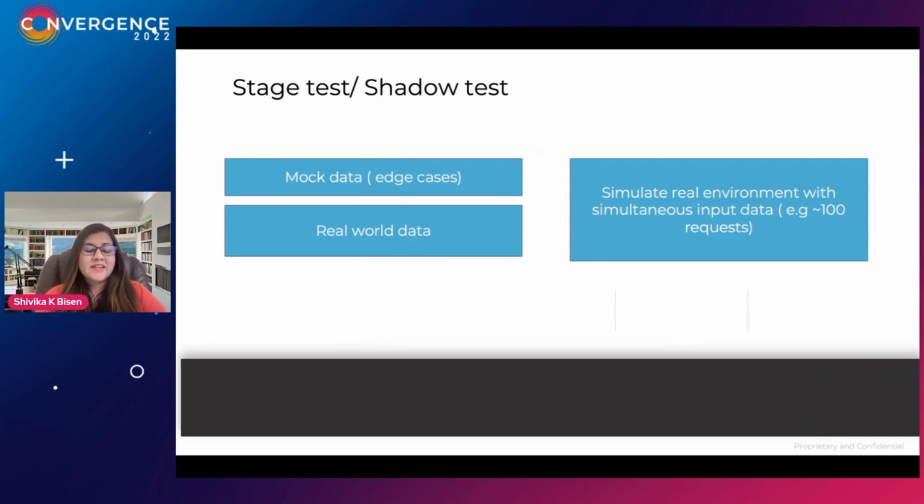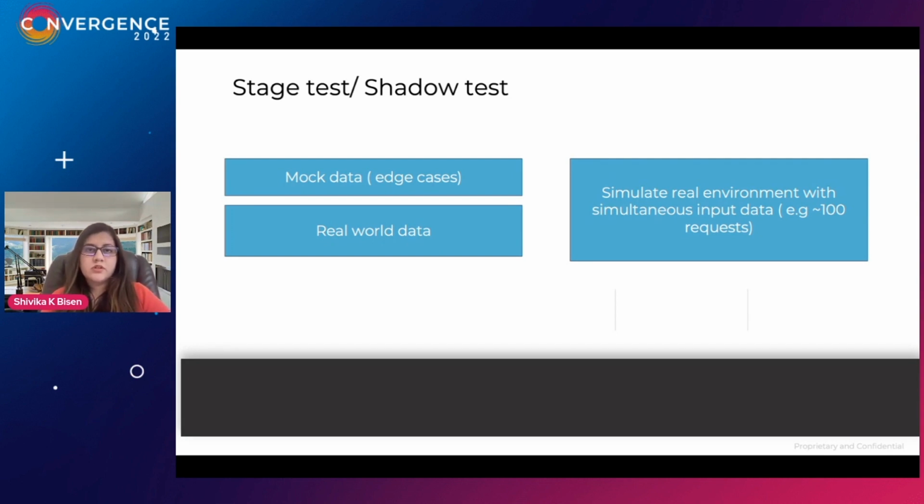So after talking about all this post-training testing, we then do something which is called stage test or shadow test. You can think of it as something where you're trying to test your model in a very real world simulated environment. So before you put that to production, you're trying to see how your model will perform in a real world environment. That's why you are trying to simulate that with some situations, like giving it data which is very similar to the real world.